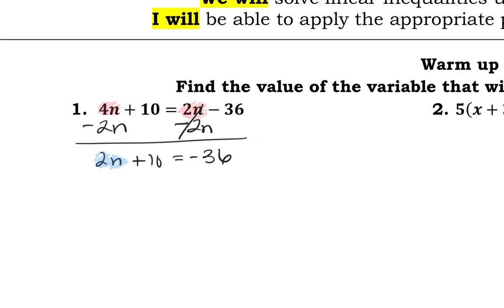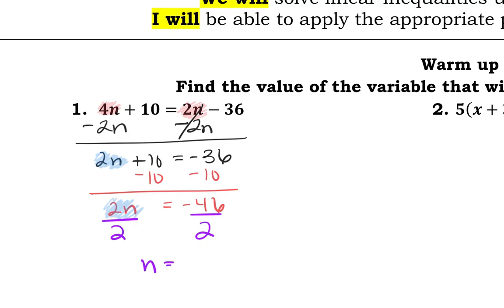So then from here, what do y'all want to move over? The 10. Do we want to add it or subtract it? Subtract it. So let's minus 10 on both sides. And we have 2n equals negative 46. So again, highlighting that variable, it's just helpful for some of us, right? So then once you're here, the step is usually to do what? Divide. What are we dividing by? 2. Good. So divide both sides by 2. And n is equal to negative 23. And there's our value for n.